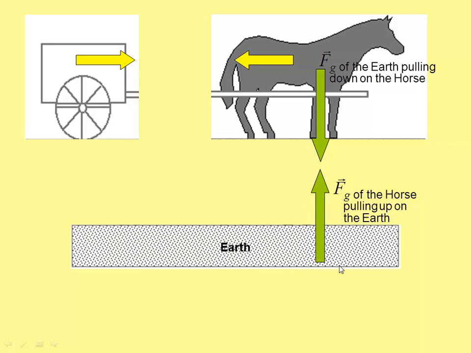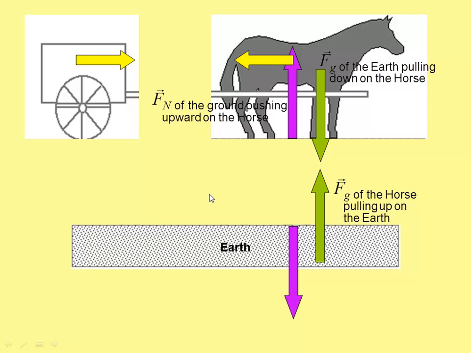So there's one interaction. Now something else that's going on. Of course, the earth is supporting the horse, or the surface, if you will. So the ground is pushing upward on the horse with a normal force. But what's the horse doing? That's right, it's pushing down on the ground. So we've got this other little interaction, and notice I'm color coding them here. Right? So we've got the horse pushing down on the ground and the ground pushing up on the horse.